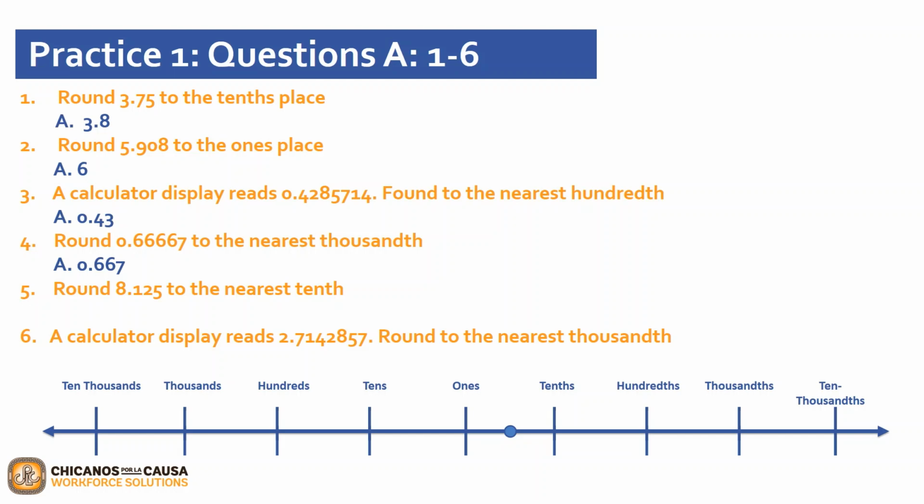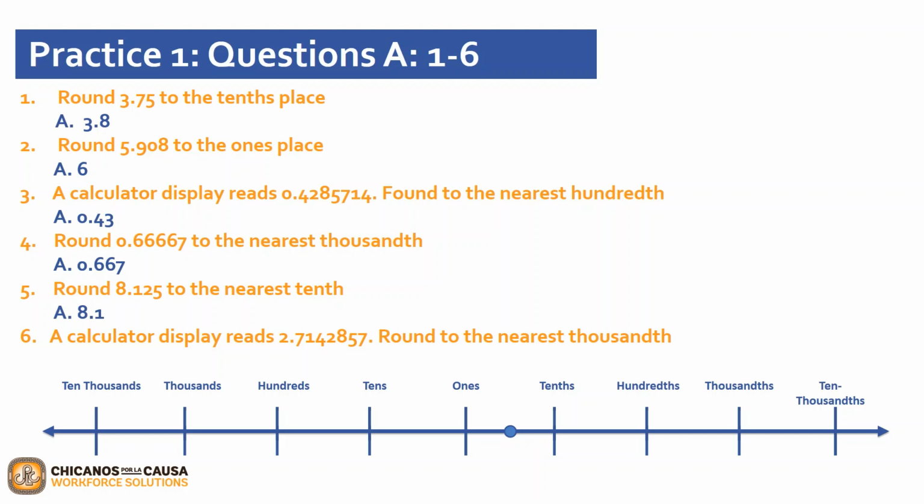If we look at the right, we see that the digit 2 is right next to it. But because 2 is less than 5, that means that we are not going to round up. We're going to leave it the same. So this gives us a final answer of 8.1.